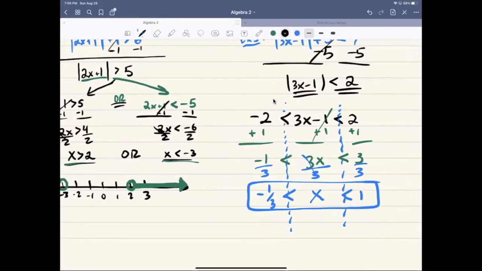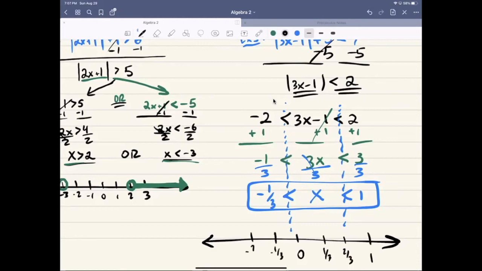And how do you graph this? Well, that's pretty easy. You're going to draw a number line. Make sure you put the numbers you're working with: 0, 1/3, 2/3, and then 3/3 is 1, and on the other side -1/3, -2/3, -1. Because it does not have an or equal to sign, you're going to leave an open hole at -1/3 and an open hole at 1. Our x is in between these two numbers, so you're going to highlight that area in between -1/3 and 1.